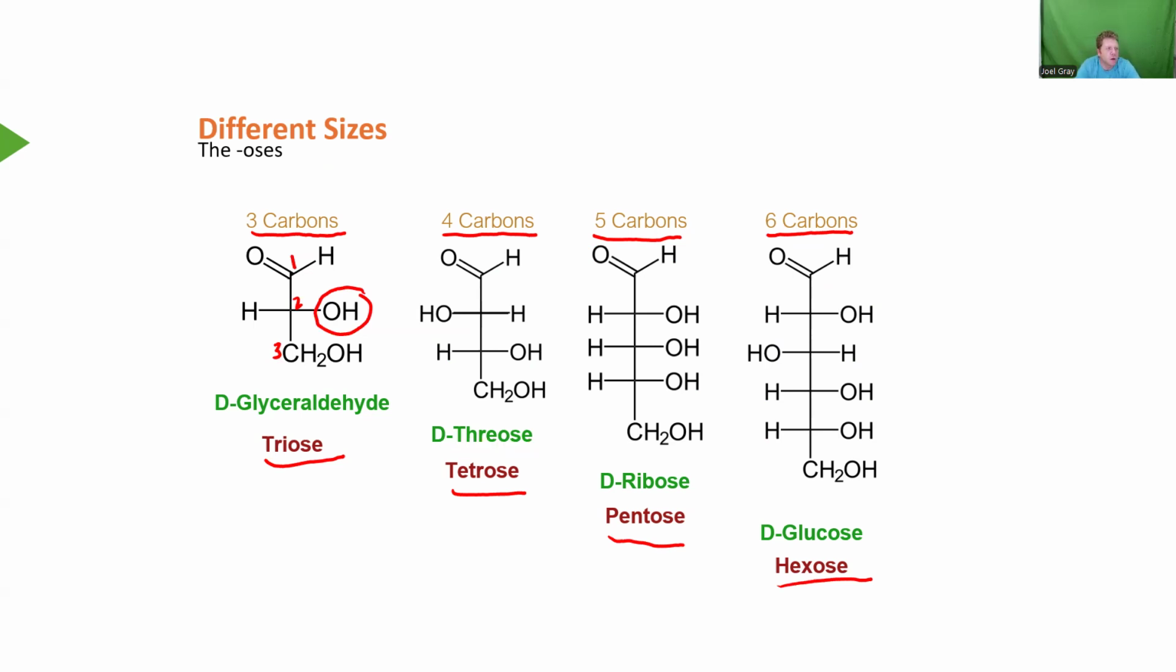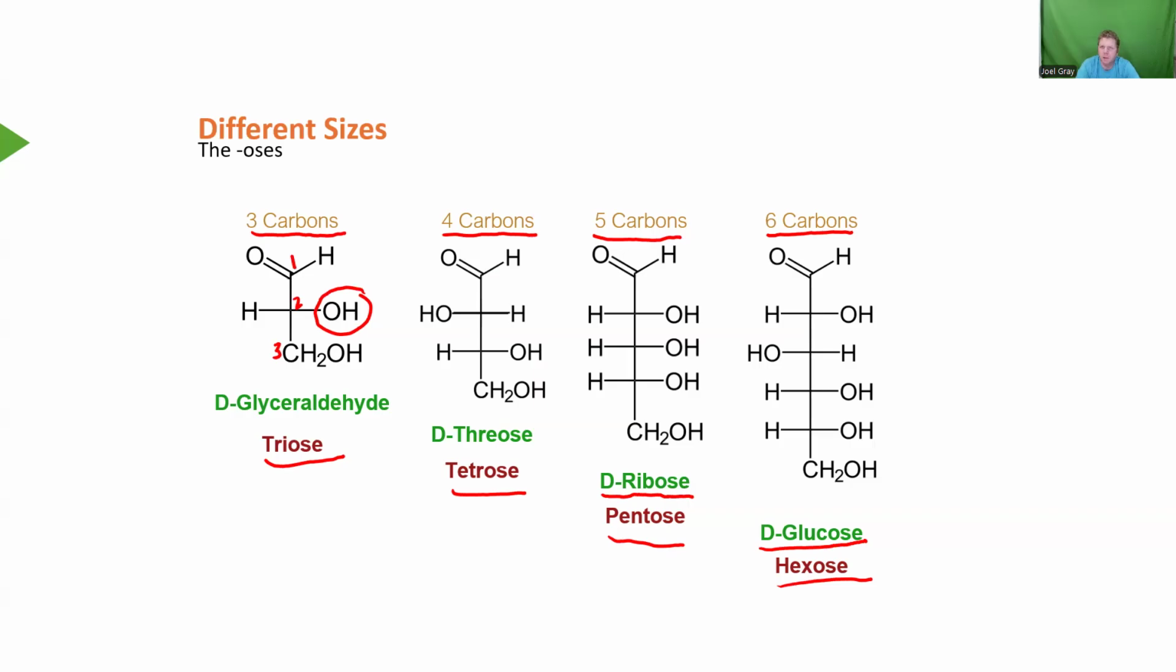But my point whenever I say D-threose, if this hydroxide group was on the right-hand side of the molecule, so if it was right here, that would not be D-threose. So the positioning of different groups is significant for the name. This is D-threose. Next up, D-ribose is a pentose, and then D-glucose, our old friend, aka dextrose, is an example of a hexose.